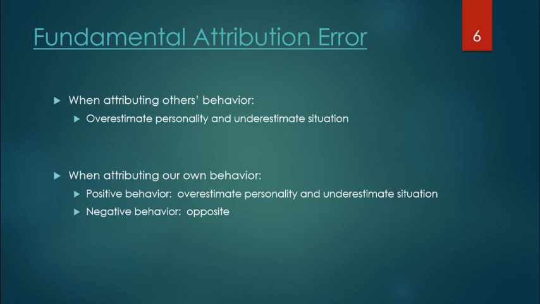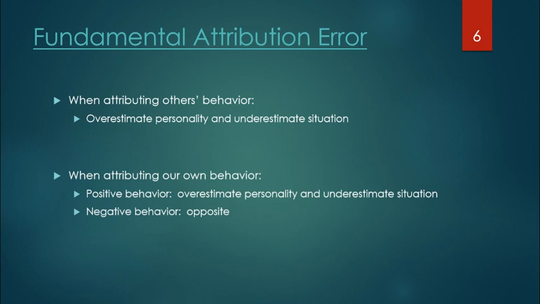The fundamental attribution error occurs when we attribute others' behavior. So when we are explaining someone else's behavior, we tend to overestimate dispositional attributions and underestimate situational attributions. So to say that a little differently, when we are explaining someone else's behavior, we tend to overestimate that they are acting that way because that's who they are. That's a part of their personality. We tend to underestimate how the situation affects their behavior.